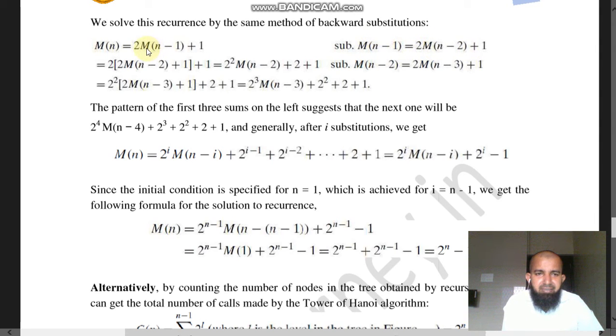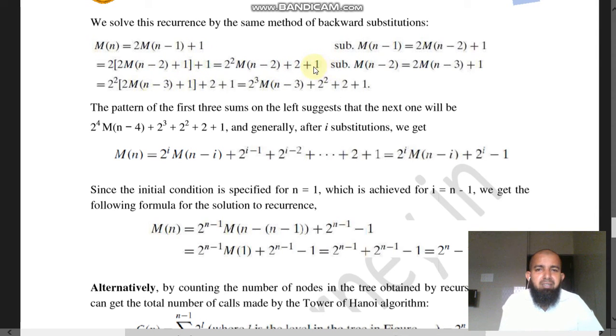Here 2 write as it is, outside; M of n minus 1 you write this one, 2M of n minus 2 plus 1, then plus 1 this one. Again if you simplify, 2 into 2, that is 2 square, M of n minus 2 plus 1, then plus 2, then already plus 1 is there.